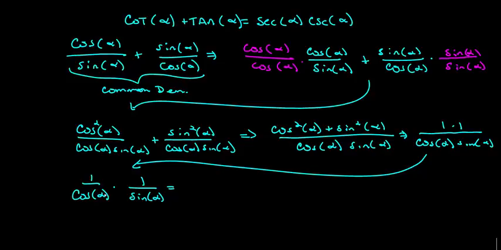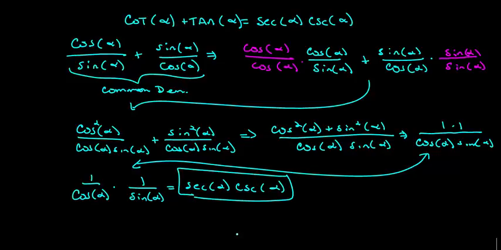Okay, so just think about if you worked backward. If I went back in this direction and multiplied those two fractions, you'd multiply top by top and bottom by bottom. 1 over cosine is secant, and 1 over sine is cosecant. And I've now arrived at what I was trying to get.